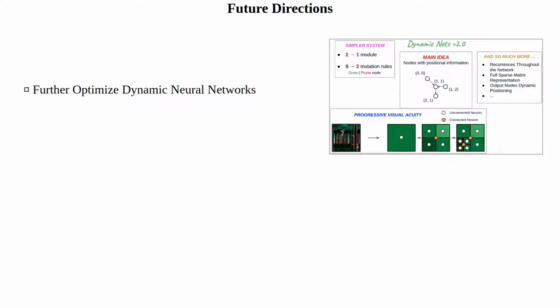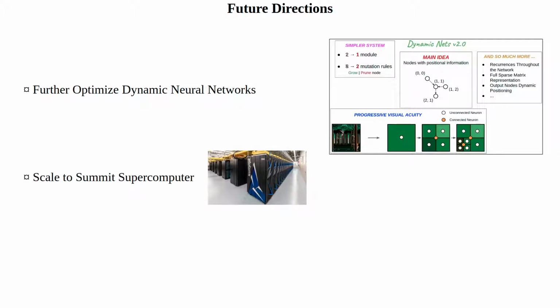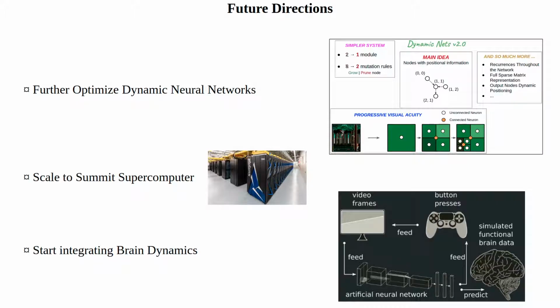Alright, so what's next for this project? First of all, we learned a lot from designing these dynamic networks. We've noticed some issues with the current version and are looking to iterate onto a version 2.0. Next, as you might have seen earlier, we're starting to really be able to leverage lots of computation. Our next step is to run these algorithms on Summit, one of the most powerful supercomputers in the world. And finally, we'd like to begin to start integrating brain dynamics into the loop.